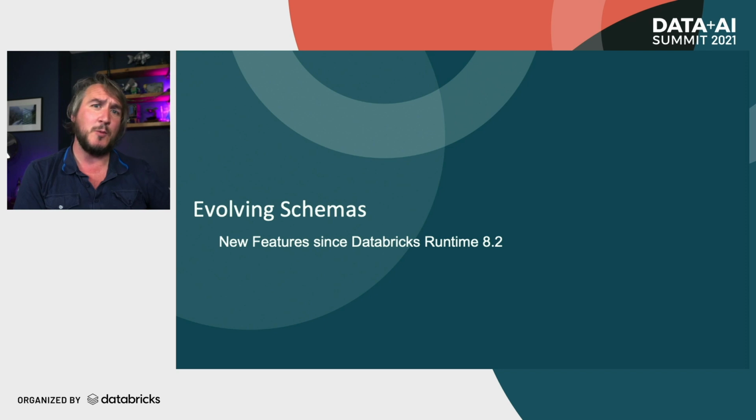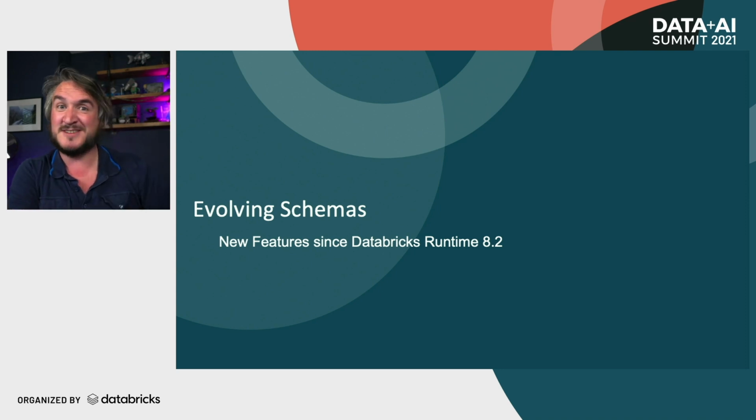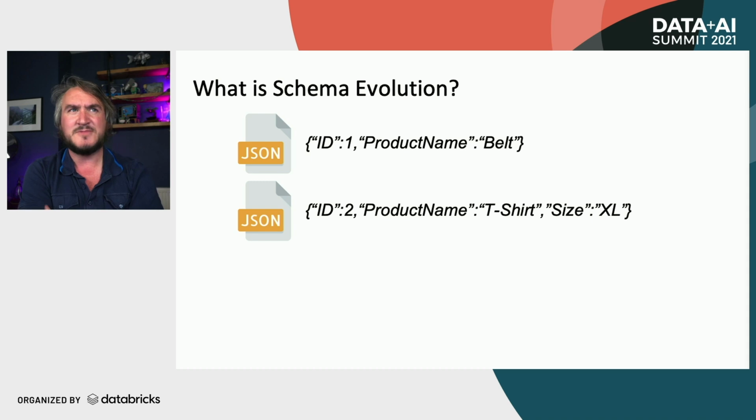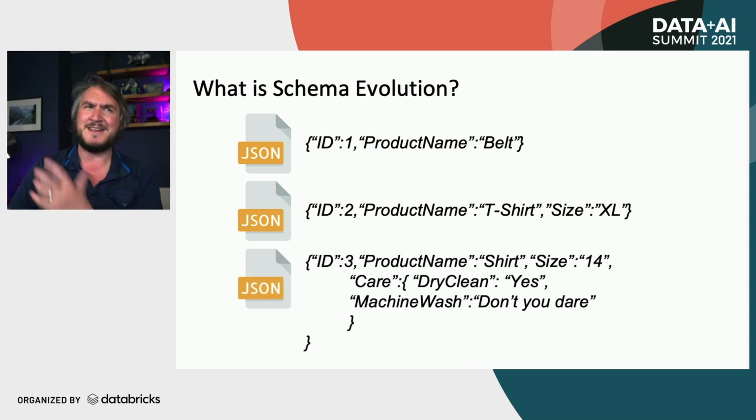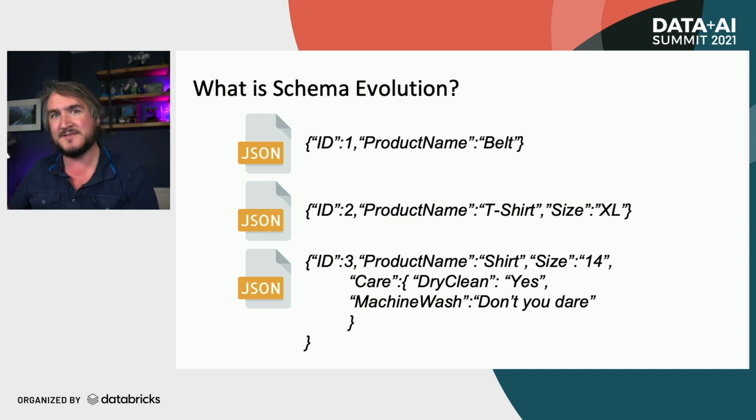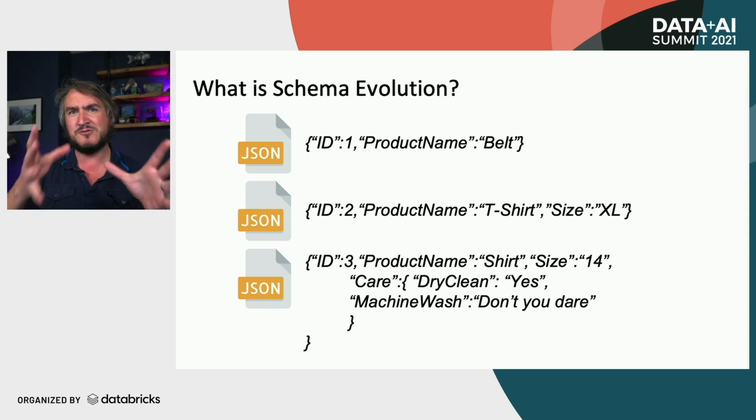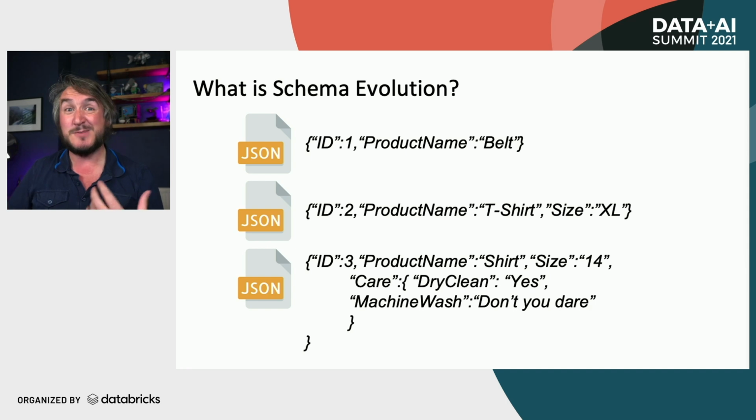Now, this is a real big one. If you've got a disconnect between the people sending you data, if you've got a storage layer and you're at the mercy of what people are sending you over, schema drift can be a real hard problem. So we've got things like this, where we've got some JSON files. I had an ID and a product name, and then I had an ID, product name, and a size. And then I had an ID, a product name, a size, and then some nested structs and some more detail, like machine washing and all that kind of stuff. Essentially that gradual growth of data complexity can be really hard to look after.